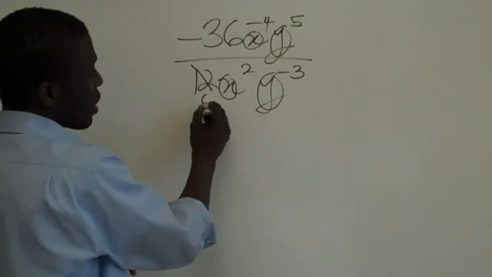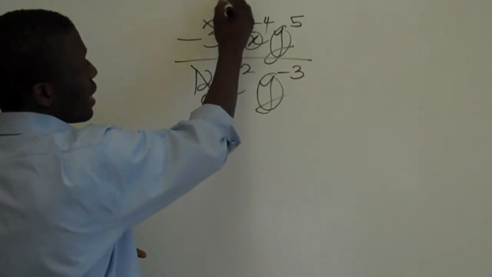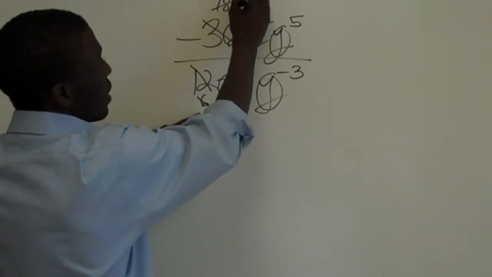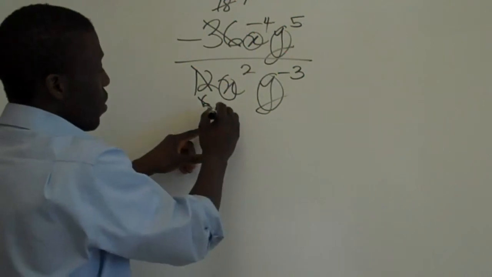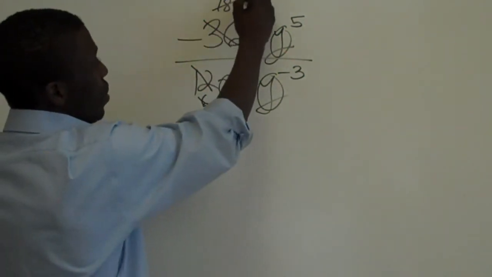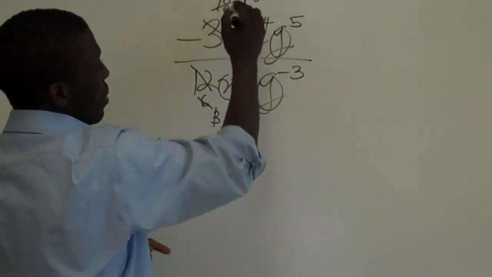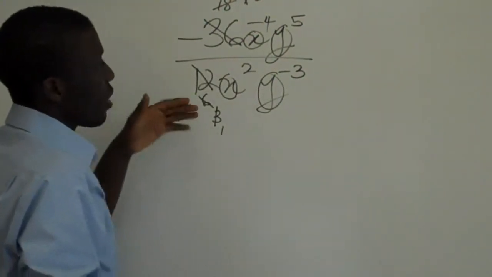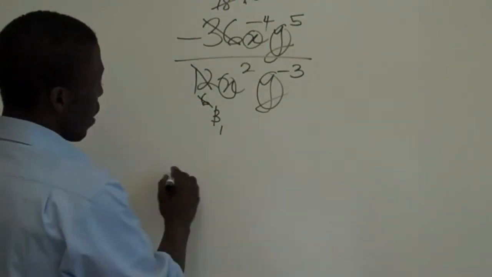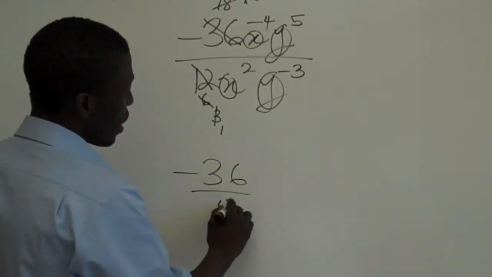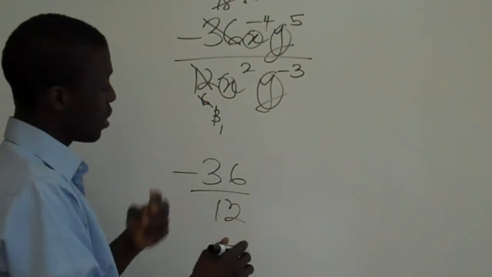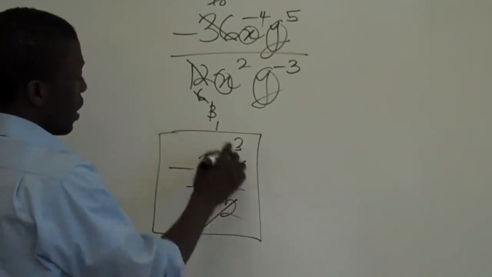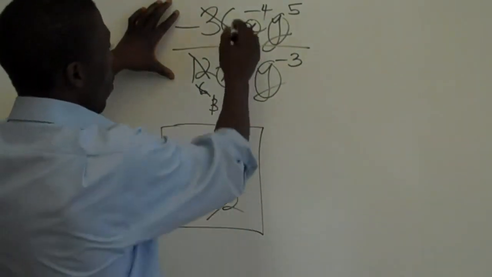2 goes into 12 6 times, 2 goes into 36 18 times. 2 goes into 6 3 times, 2 goes into 18 9 times. 3 goes into 3 once, 3 goes into 9 3 times. So now we have minus 3 for the numbers. Now if you don't want to use that long method, if you have negative 36 over 12 and you know that 12 goes into 36 3 times, then just go once, okay? That's the other way to do it. Now we're done with the number part of the problem.